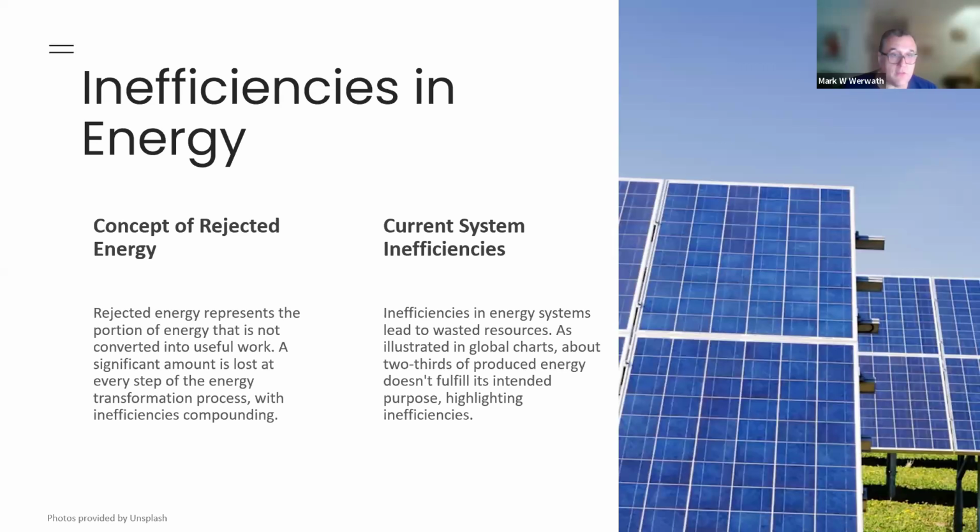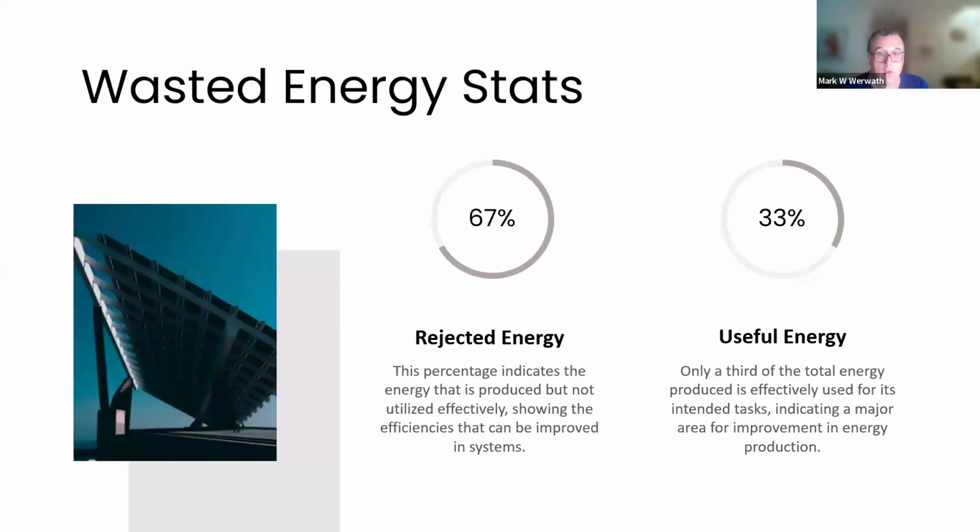We've already talked about the concept of rejected energy, the portion of energy that's not converted to useful work, right? You saw that in many cases, it's upwards of 2/3 of the energy that we produce winds up being rejected, right? Inefficiencies in energy systems lead to wasted resources. 2/3 of produced energy doesn't fulfill its intended purpose, highlighting inefficiencies. And so far, we've been talking about wasted energy getting to its point of use. Again, 67% rejected, 33% useful.